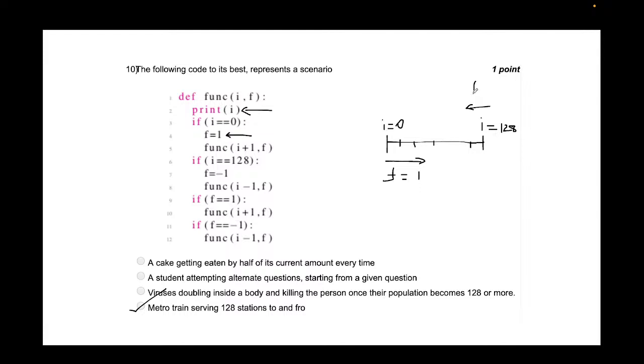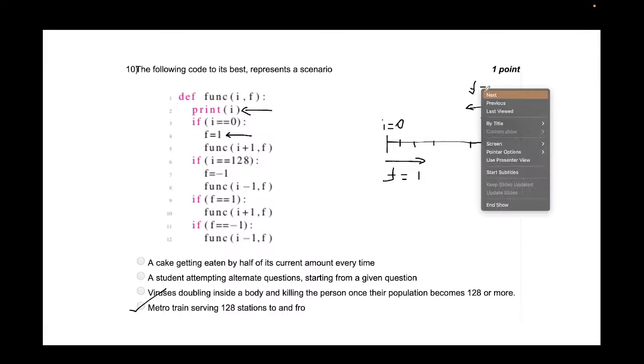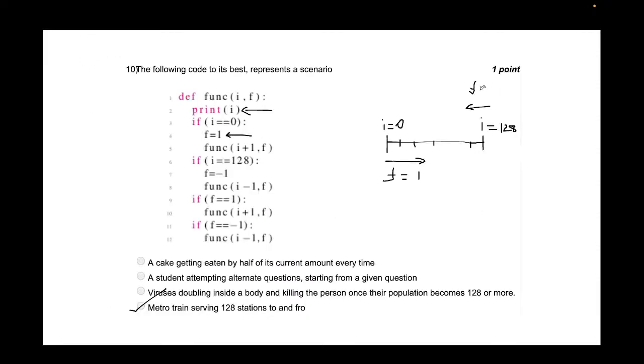When we reach 128, now we have to turn back. So f becomes -1, the backward direction. This is our flag variable. When f is equal to -1, we are recursively decreasing the station number. Now it will print the station numbers as 127, 126, 125, in the backward direction until 0. So this is a simple function.